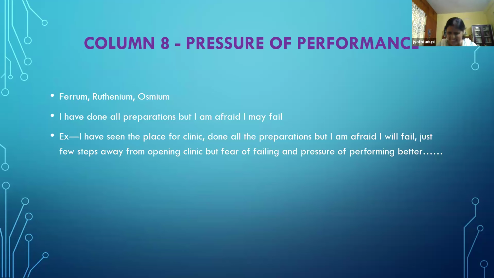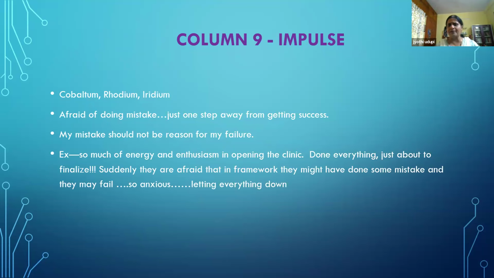Column 9. Cobaltum to iridium. Afraid of making a mistake. Just one step away from getting success. Everything is done. I have crossed 1 to 8 stages. I am in 9, but I am paying 25 to 30,000 of rent. If I don't get it back, what will I do?